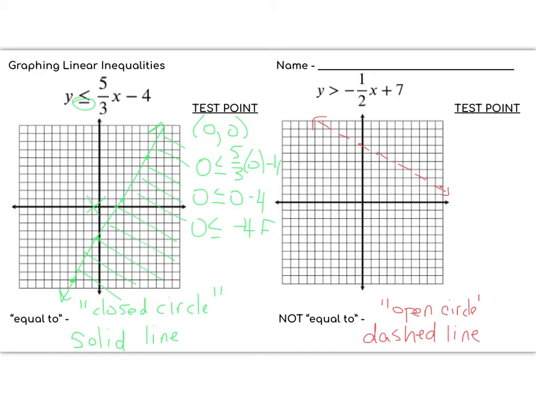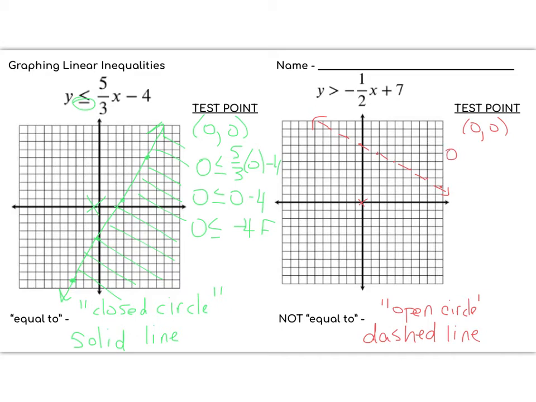And once again, we need to pick a test point because we need to know, do we need to shade below the line or do we need to shade above the line? So since 0, 0 is not on the line, you can't pick a point that's on the line, I'm going to pick 0, 0 as my test point, and I'm going to plug it into the inequality.